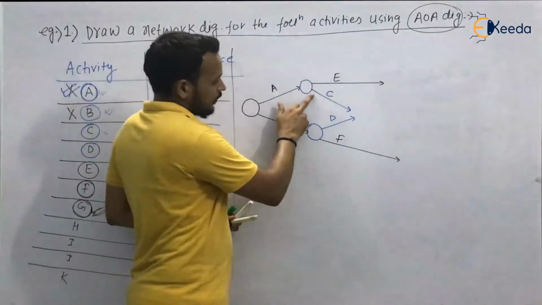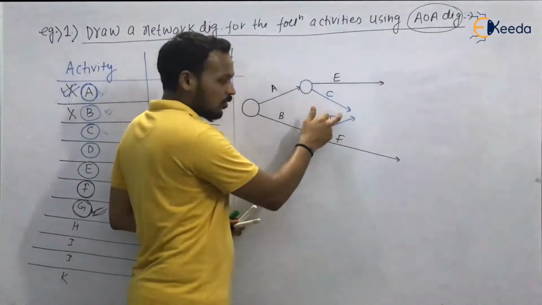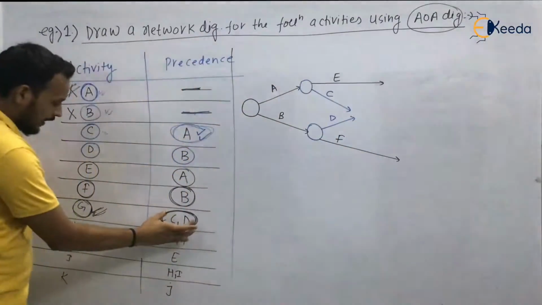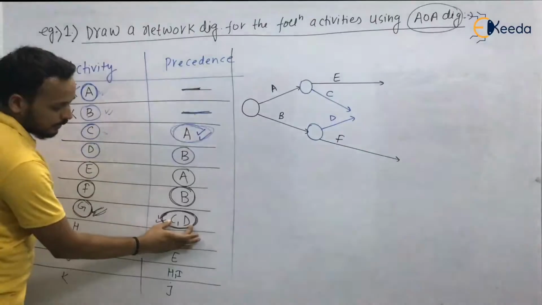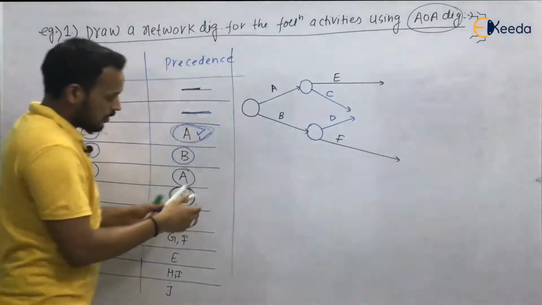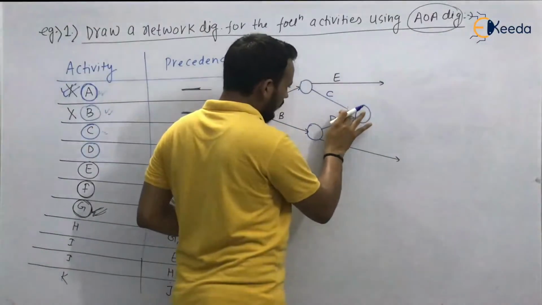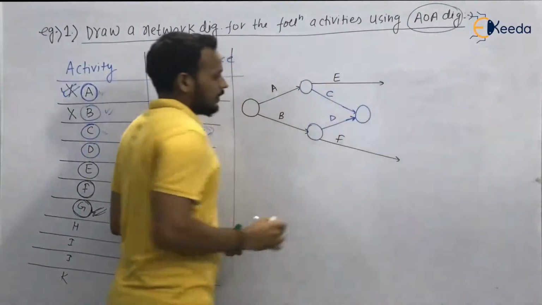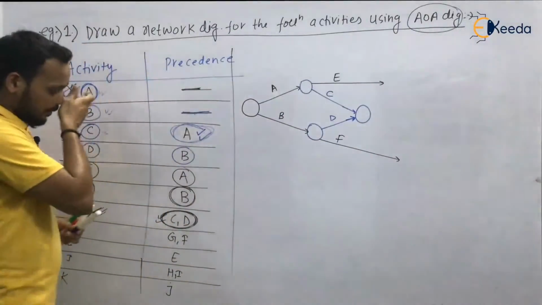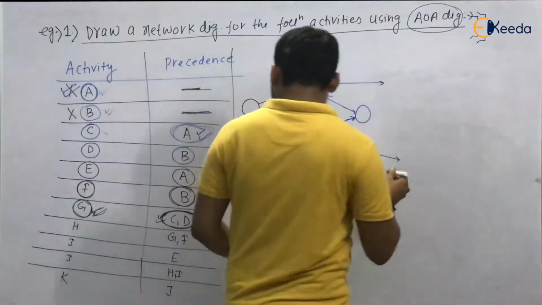Look here. I have terminated them at a common point because I knew it from the question itself that C and D have to be terminated at the same point. So they have been terminated at the same point. Start activity G.